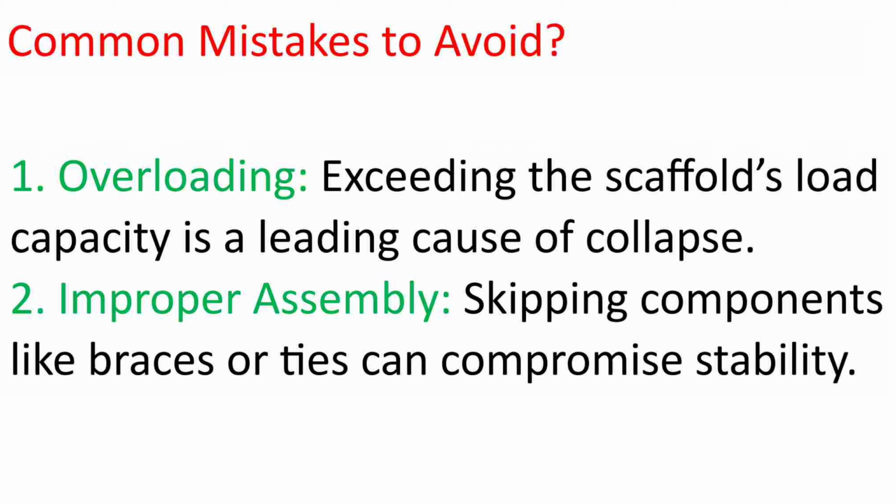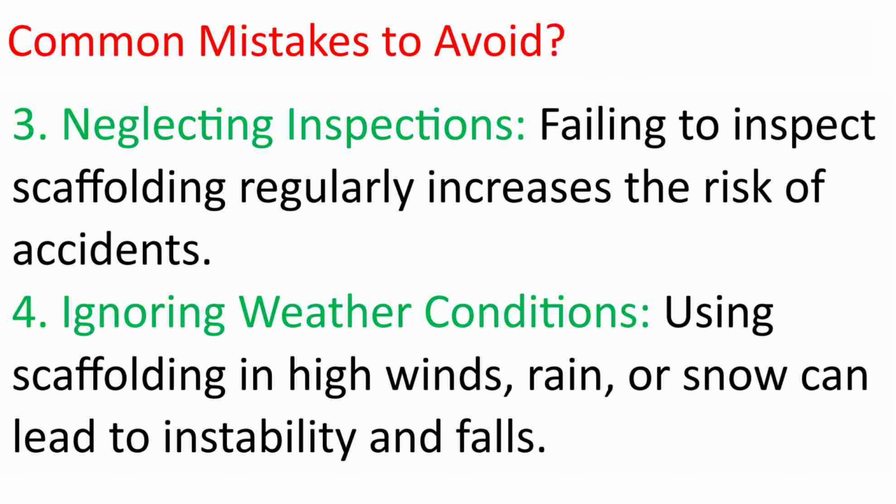Question: what are the common mistakes to avoid? 1. Overloading. Exceeding the scaffold's load capacity is a leading cause of collapse. 2. Improper assembly. Skipping components like braces or ties can compromise stability. 3. Neglecting inspections. Failing to inspect scaffolding regularly increases the risk of accidents. 4. Ignoring weather conditions. Using scaffolding in high winds, rain, or snow can lead to instability and falls.